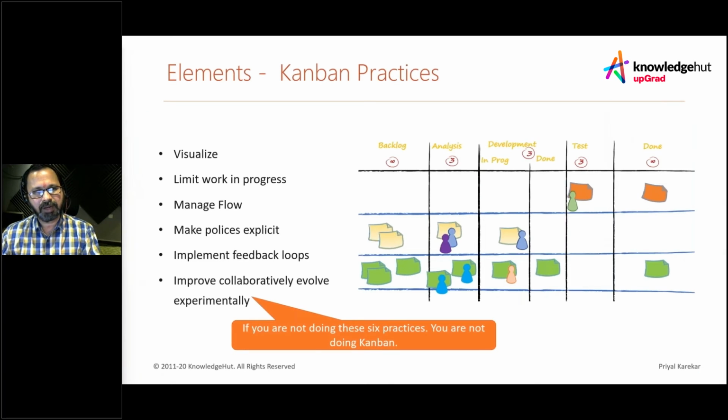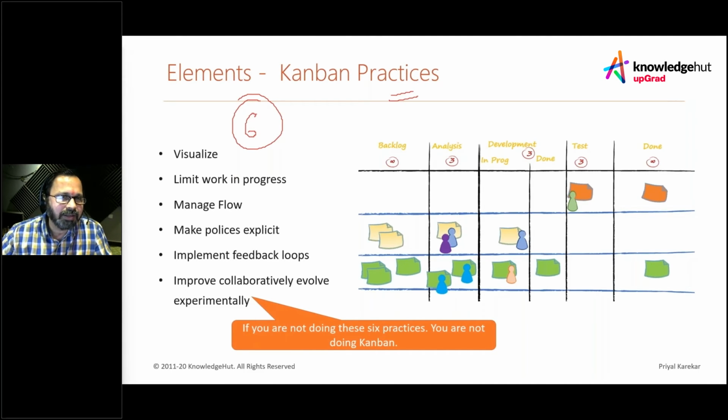To begin with the first set of elements, we'll talk about the Kanban practices. There are about 6 Kanban practices. The first one is visualization, which is about visualizing the workflow stages. When we talk about Kanban practices, it is nothing but the culture of Kanban teams, the best practices which are followed by a Kanban team. And if a Kanban team is not following these practices, then they are not following Kanban.